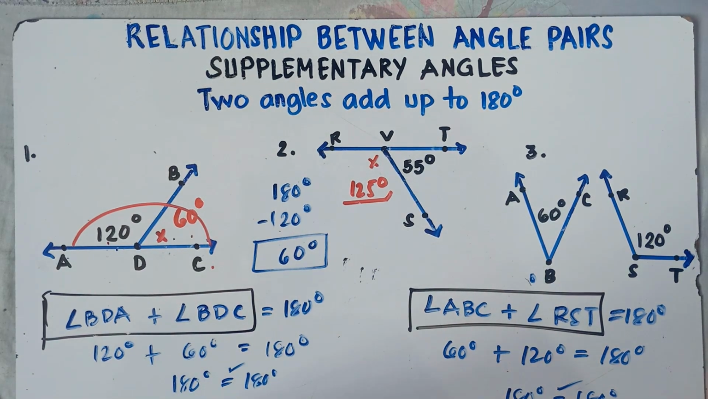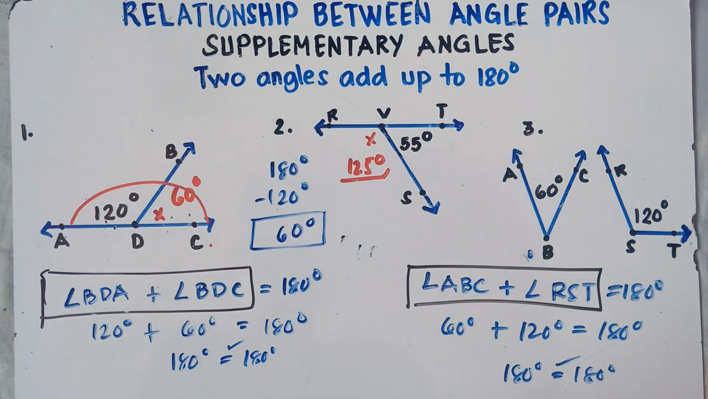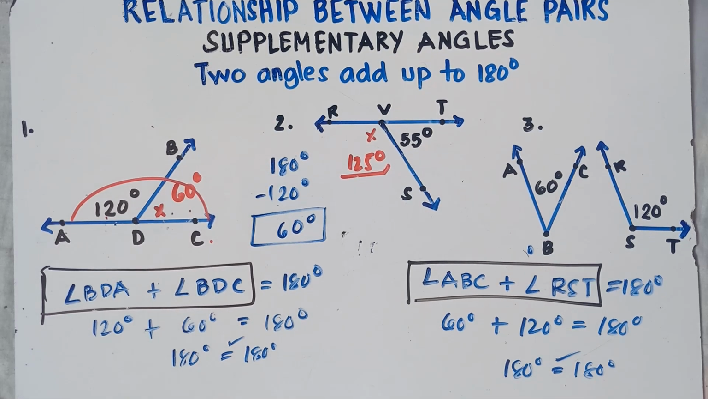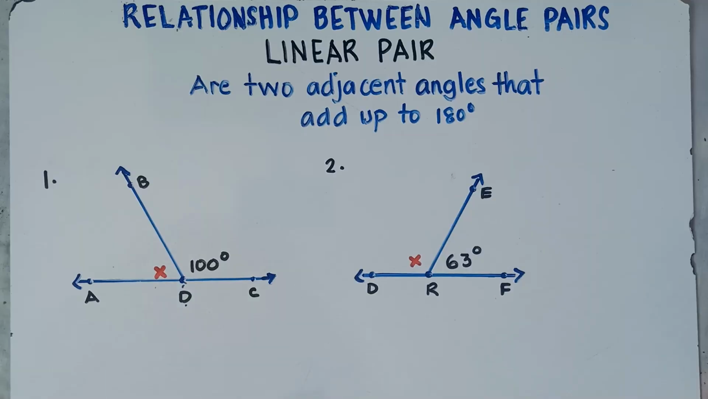Alright, so that's it, class, for supplementary angles. So always remember that one: if you add the two angles, and the sum is 180 degrees, we call them supplementary angles. Alright, so let's proceed now to the linear pair. Last one. Let's talk about linear pair.